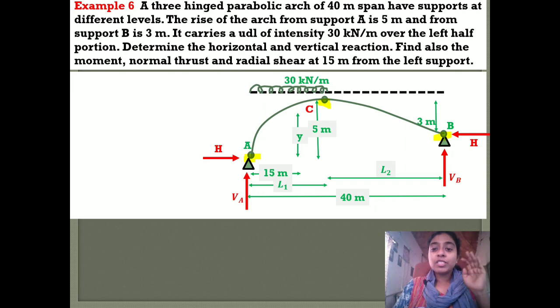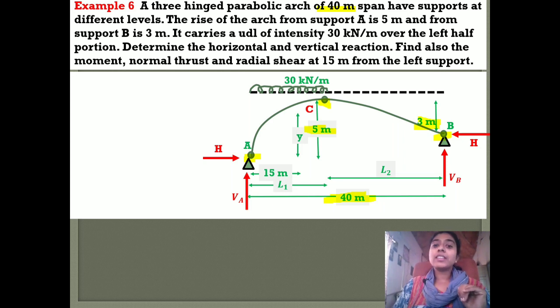Now, the first point what is given for you is the 3-hinged parabolic arch of 40 meter span. So you mark the distance between the supports as 40 meter. Have supports at different levels. The rise of the arch from support A is 5 meter and from support B is 3 meter. So this rise, that is rise from A to C, the vertical distance from A to C is 5 meter and the vertical distance from B to C is 3 meter. So both the rises are marked.